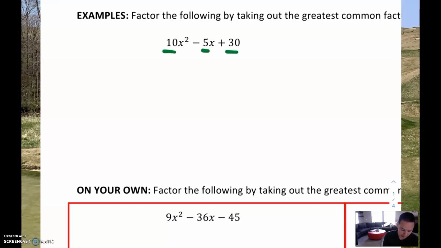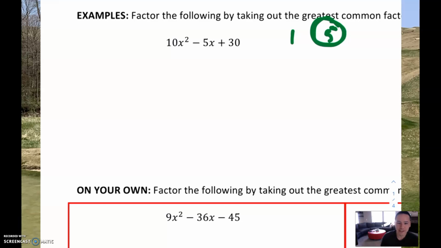So what I do is I look at the smallest number, which is 5, and the only things that multiply to make 5 are 1 and 5. That makes this one pretty easy. 5 is a prime number. So I'm going to look at the biggest number first, 5. Does 5 go into 10? Yes. Does 5 go into 5? Yes. Does 5 go into 30? Yes. So my greatest common factor is a 5.